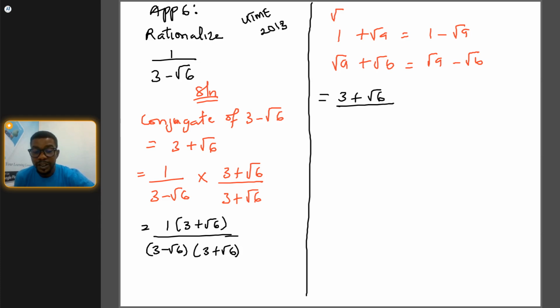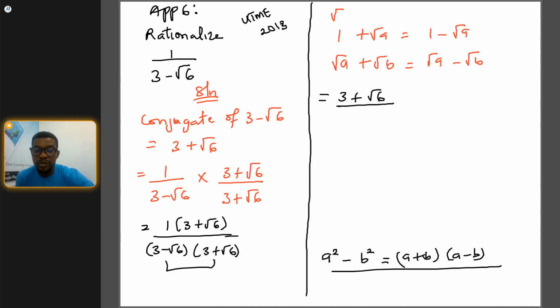Now this expression here reminds us of what we call difference of two squares. If I have a squared minus b squared, it is equal to a plus b times a minus b. So this is what we call difference of two squares. In this expression, this is a and this is b, so we also have difference of two squares.